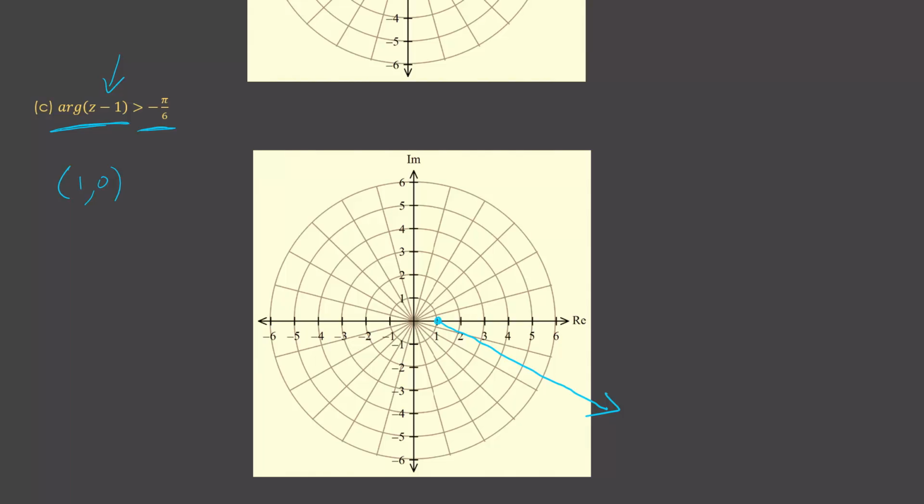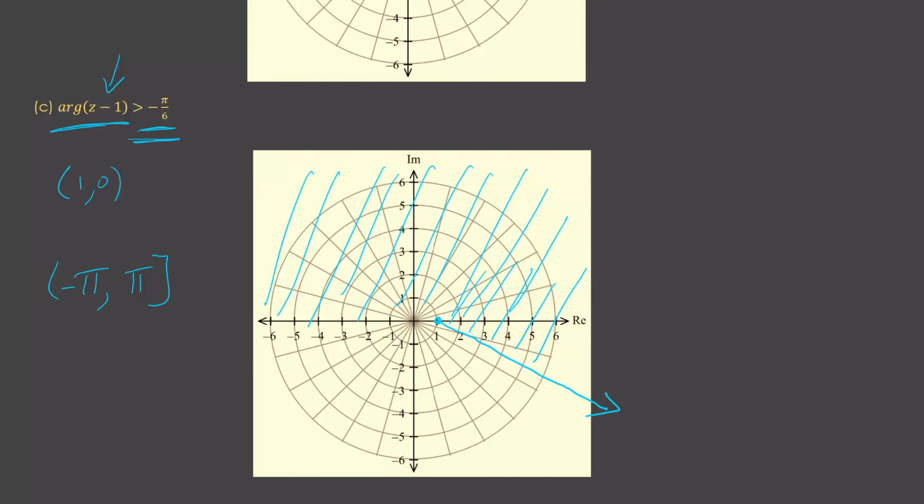Now we need the argument to be greater than that, but remember, arg finishes at pi. Our args always go between negative pi and pi. So what we're going to do is shade up here, but we're going to stop at the axis there because this would be where arg of z minus 1 is equal to pi. So it would just be in that top part of the diagram.